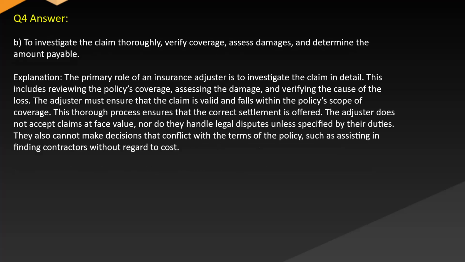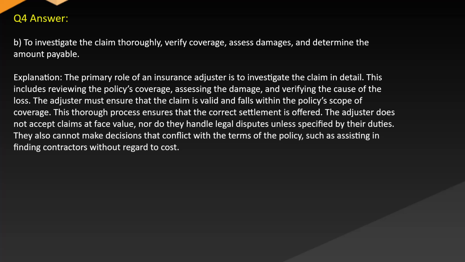Answer: B. To investigate the claim thoroughly, verify coverage, assess damages, and determine the amount payable. Explanation: the primary role of an insurance adjuster is to investigate the claim in detail. This includes reviewing the policy's coverage, assessing the damage, and verifying the cause of the loss. The adjuster must ensure that the claim is valid and falls within the policy's scope of coverage. This thorough process ensures that the correct settlement is offered.